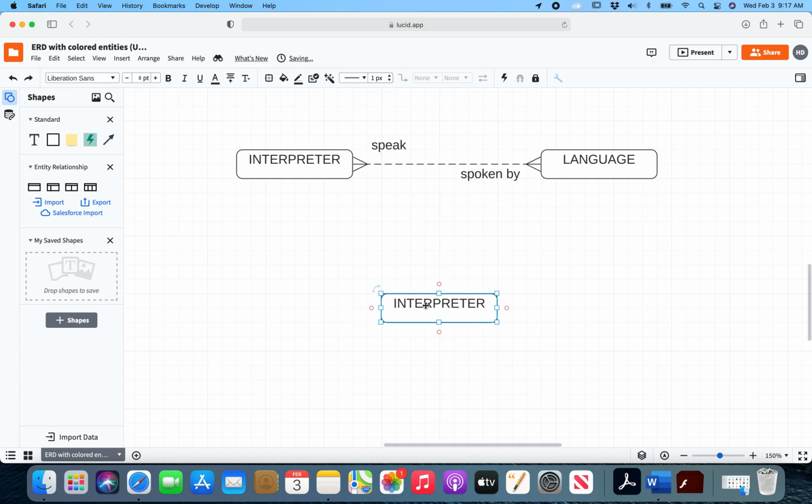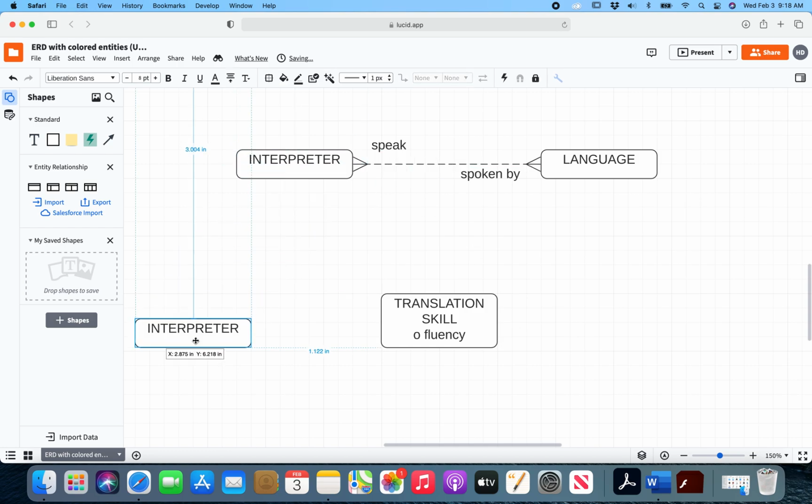Now, this diagram is about an interpreter speaking a language and a language being spoken by an interpreter. Well, if we run an interpretation agency, it may make sense that we need to know the skill level of the interpreter for a particular language. So we will make our intersection entity translation skill. Now for an attribute that we could put on here, fluency is pretty important. We need to know if they can fluently speak French, Spanish, whatever language it is that their specialty is. So we will put fluency as an optional attribute.